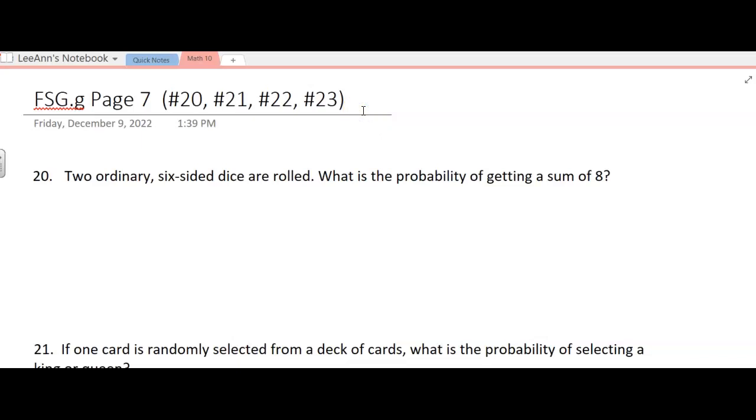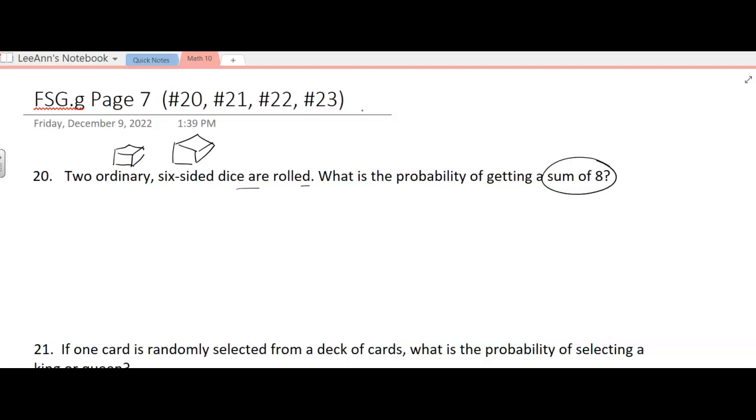So now we go into some probability questions. Two ordinary six-sided dice are rolled. Okay, so you have one die, and then you have another die. You're rolling a pair of dice. Okay, and what's the probability of getting a sum of 8? So the two dice are going to total to 8.